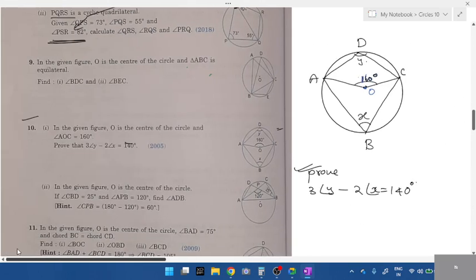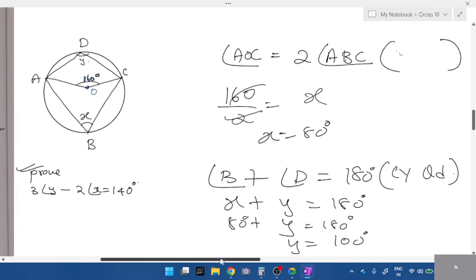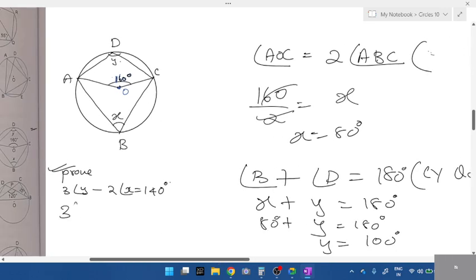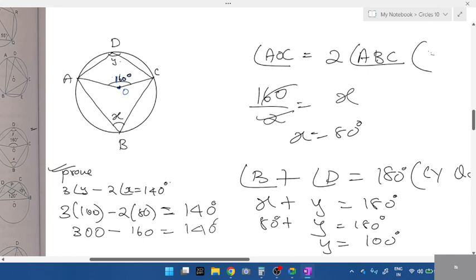This was a board exam question. Look here, board exam 2005. Prove. We need to prove. How do you prove this? 3 into what is Y? Substitute. Minus 2 into what is X? Yes, left hand side should be equal to right hand side. Are we getting 140 on the left hand side? 3 into 100 is 300. 2 into 80 is 160. Are we getting 140 is equal to 140? This is how you have to prove it.